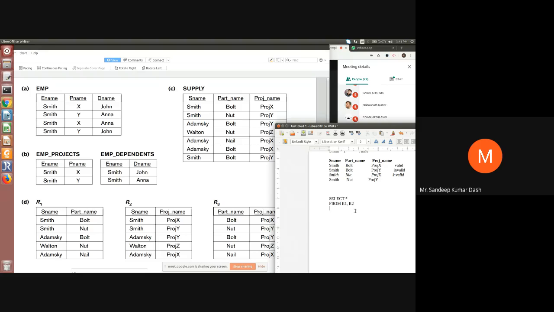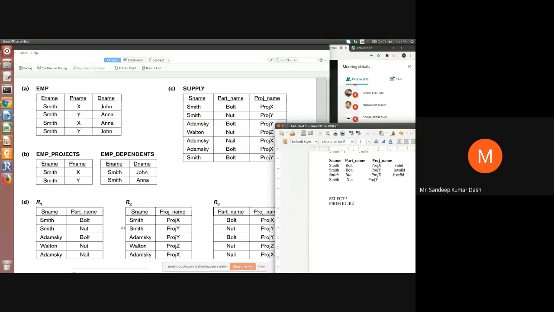So by this, it will try to search for the common column, which is S name. Now the S name value will be matched with this S name value. So Smith matches with this value. If it matches, then the rows will be combined. That's why I combined Smith bolt initially with Smith project X. Then again, this Smith will match with this Smith. Smith bolt will be matched with Smith project Y. Then Smith nut will be matched with Smith project X.